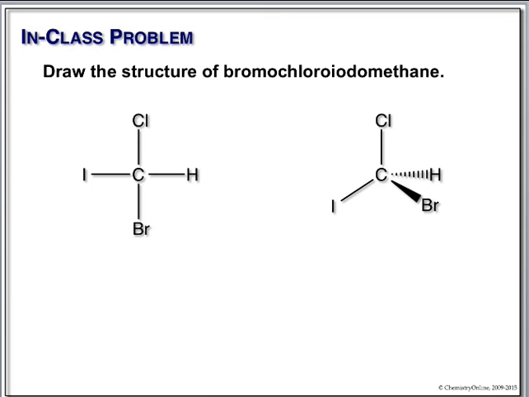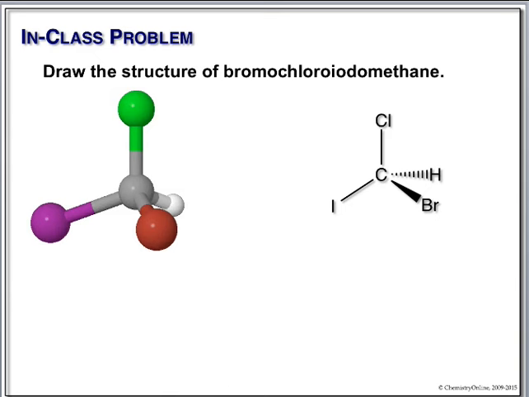The chlorine and the iodine are in the plane of the screen here. Hydrogen is back and the bromine is forward, right? What I've done is I've drawn this guy. Again, here's the chlorine and the iodine, hydrogen back, bromine forward.